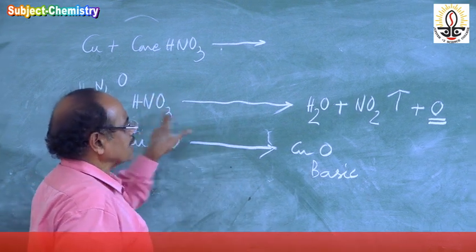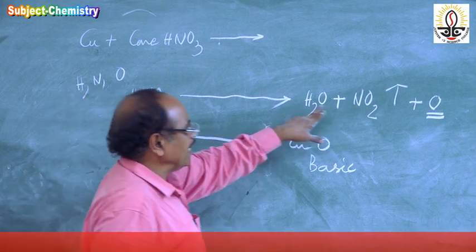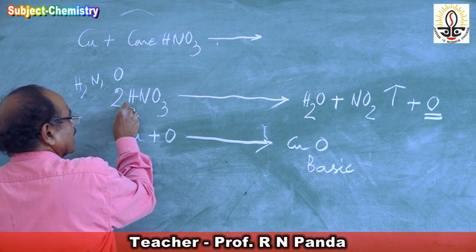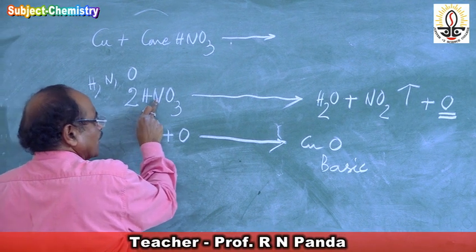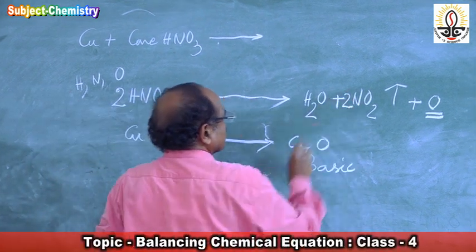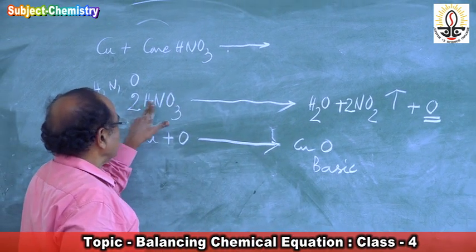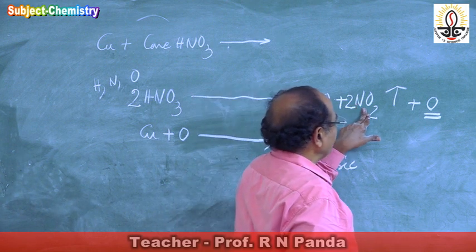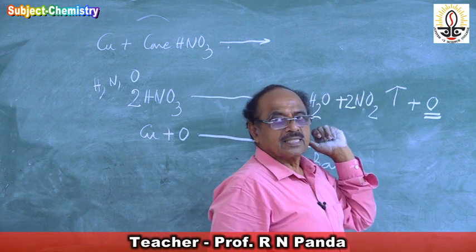First let me balance this. This is a skeleton equation. Let me make it atomic. How many hydrogen are here? 2 hydrogen. So 2 nitric acid. How many nitrogen are here? 2 nitrogen. So 2 nitrogen dioxide. So how many oxygen on this side? 6 oxygen. So 1 plus 4, 5, 1, 6 copper oxide.